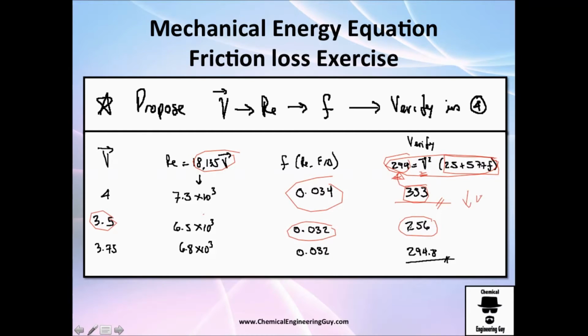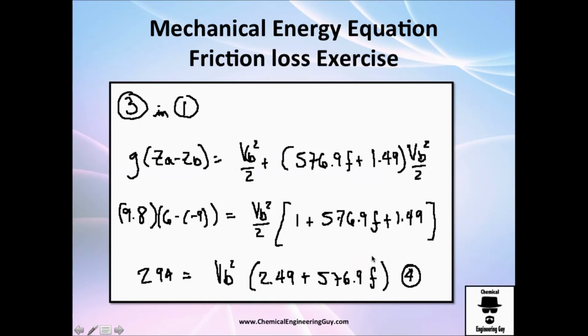So let me once again try something which must be a little bit more than this and a little bit less than 4. So I try 3.75. Reynolds number is almost the same. Friction factor is the same. Substituting this velocity 3.75 to second power and then the friction factor times 577 plus 2.5, I get a velocity of 294.8, which is pretty near to that 294. So I will say this is a velocity which is, let's say, according to the friction.